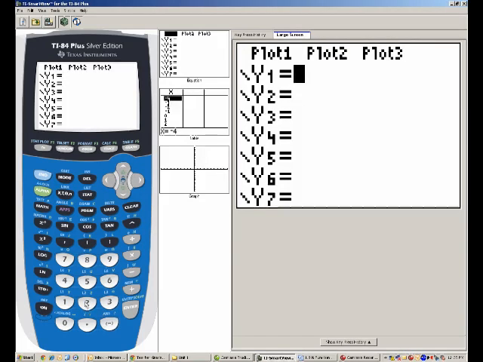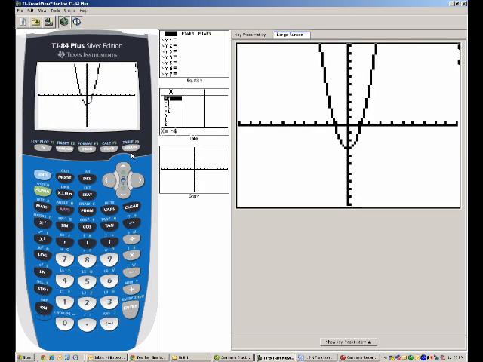In y1, I would like for you to please type in your original function that is written for you at the top of your paper. 2x squared minus 3. Graph that and see what it looks like. The parabola, is the vertex above or below the x-axis? Below. What do you think the line of symmetry is? Not the x-axis. The y-axis. The y-axis is our axis of symmetry.